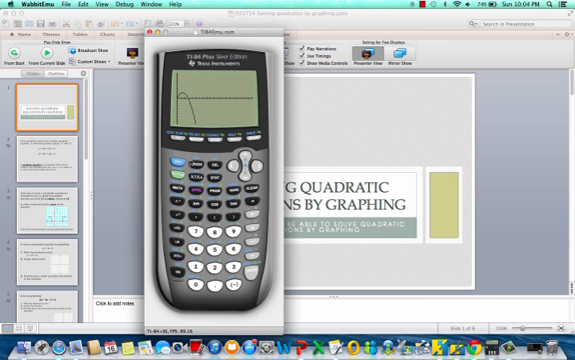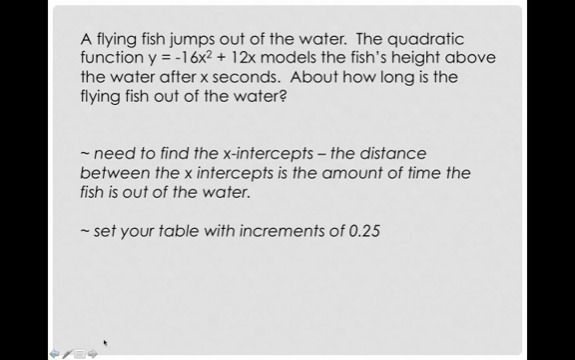So let's go ahead and look at our table. Remember, we're going to have to set our table so that it starts at 0, and we're going to want our change to be 0.25. Now we can check our table. And we can see we had a 0 here at 0, and then our next 0 was there at 0.75. So we know that the fish was out of the water for 0.75 seconds. Okay, so now we know by using our calculator that the fish was out of the water for 0.75 seconds.